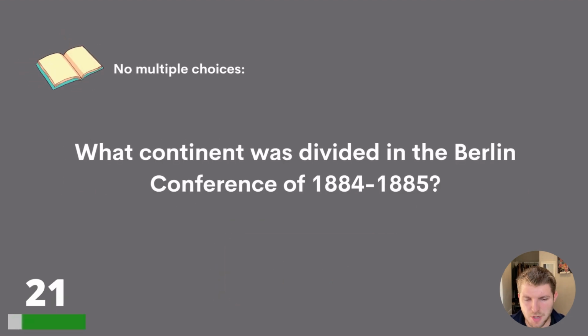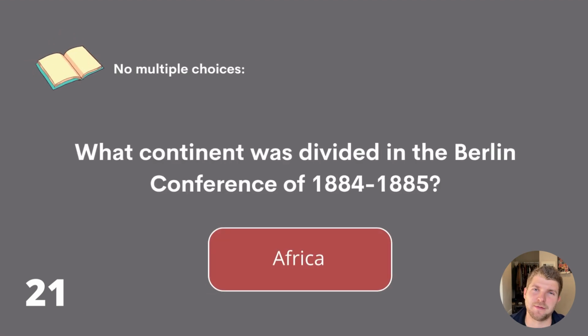21. No multiple choices again. What continent was divided in the Berlin Conference of 1884 to 1885? The answer is Africa.